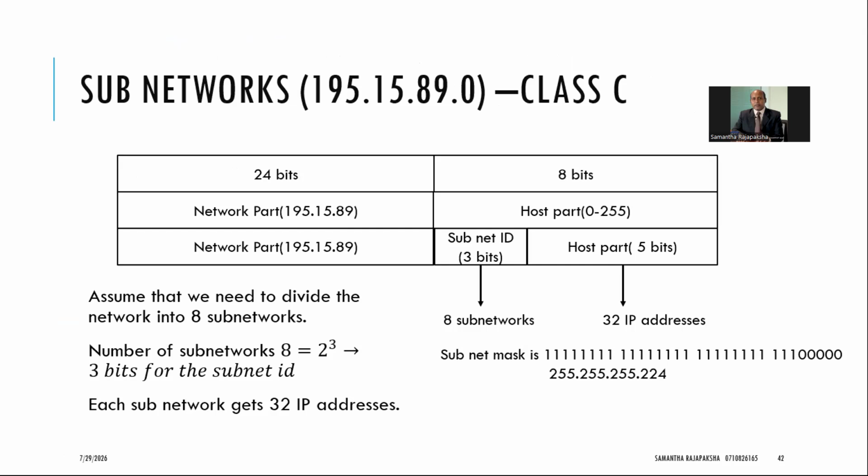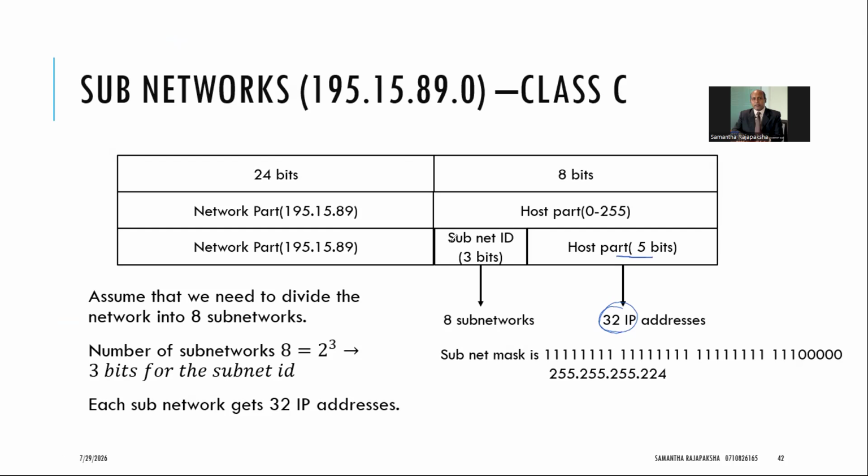Let's say we divide this network into 8. Remember, 256 divided by 8 means one subnetwork is 32. Then 32 means 2 to the power 5. Then you have to allocate 32 IP addresses, which is 2 to the power 5. Then the 5 bits go to the host, and the remaining 3 bits go to the subnetwork.